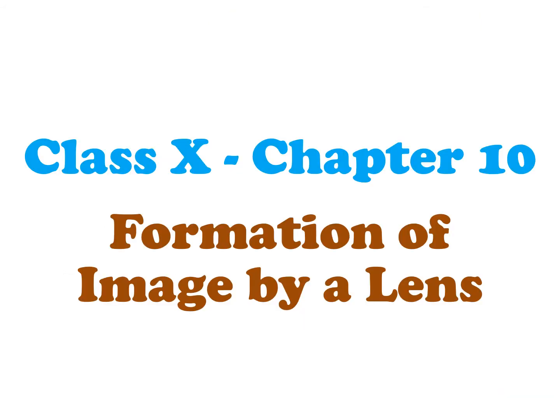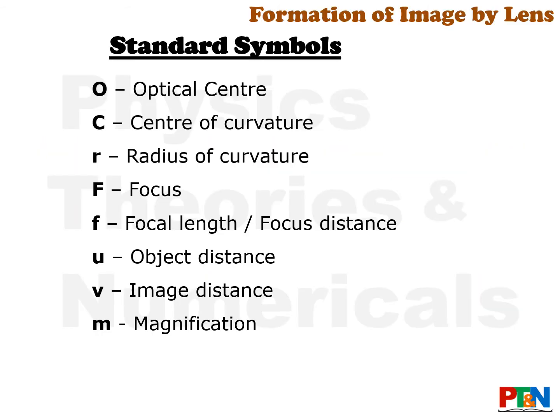This video is for formation of image by a lens. Here we will be using the standard symbols that you get in your book. That is O for optical center, C for center of curvature, F for focus, small r for radius of curvature, small f for focal length, u, v and m, they are for object distance, image distance and magnification respectively.